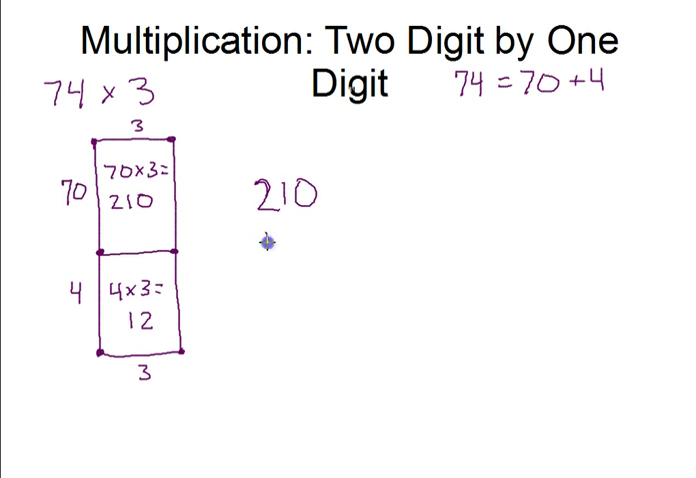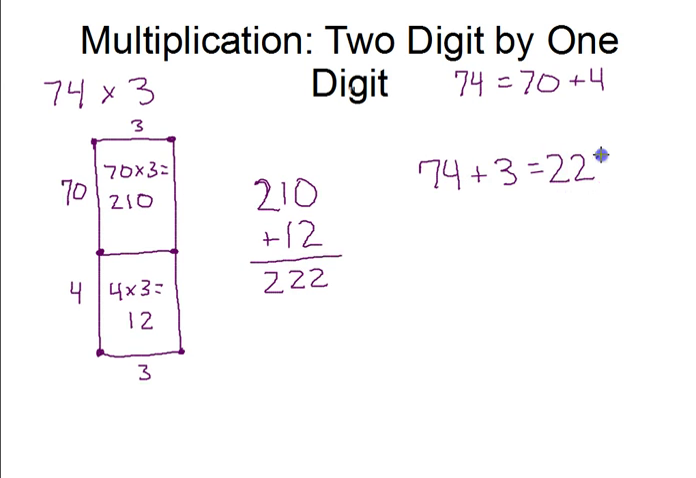210 plus 12. Okay, do we have 2? 2, 2. That was completely unintentional. It's just one I pulled right out of the book. So 74 times 3 equals 222.